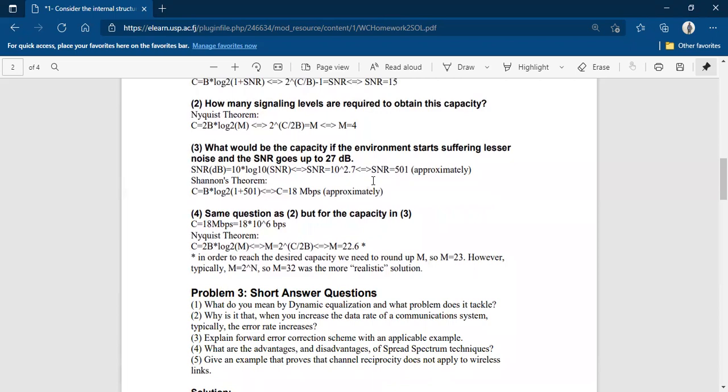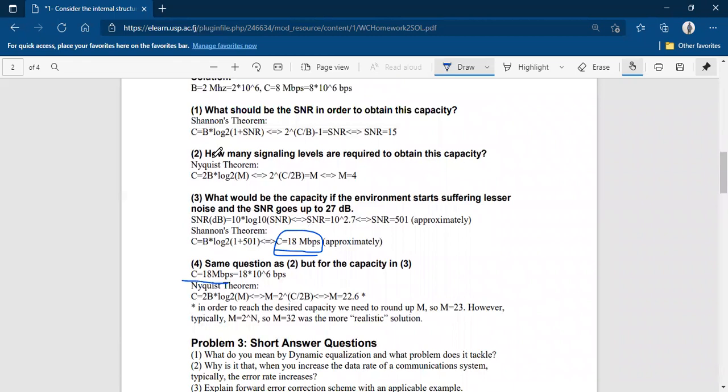So moving on to question number 4. Question number 4 is the same question as 2, but for the capacity in 3. What did we get? The capacity in 3 is 18 megahertz. So we have to use this capacity value. Question number 2 is: how many signaling levels are required to obtain this capacity? We know our capacity, we know our bandwidth, we just need to calculate our M.